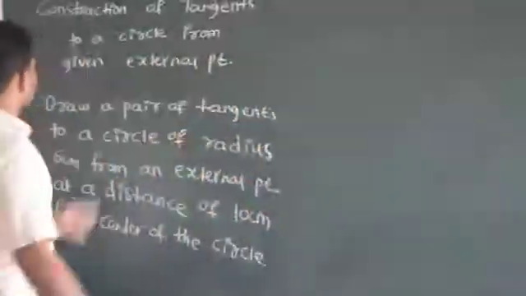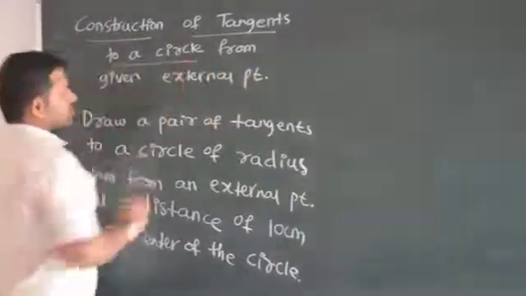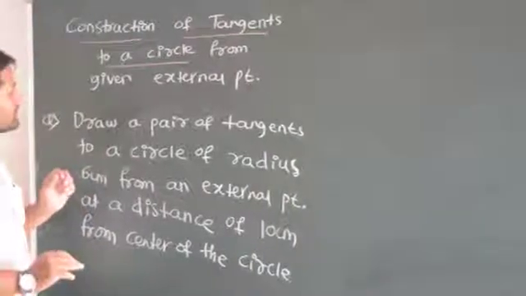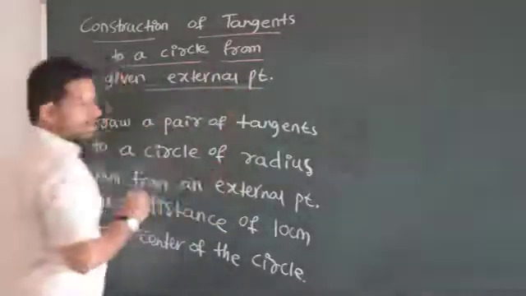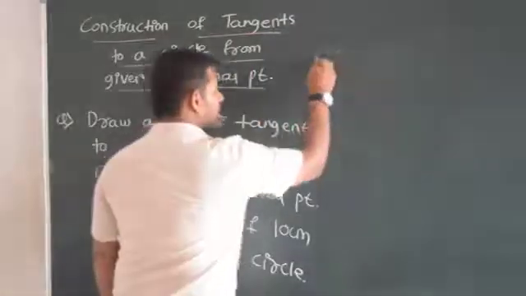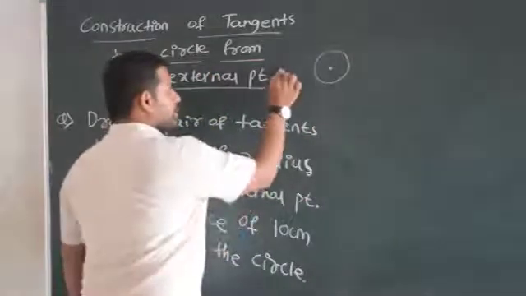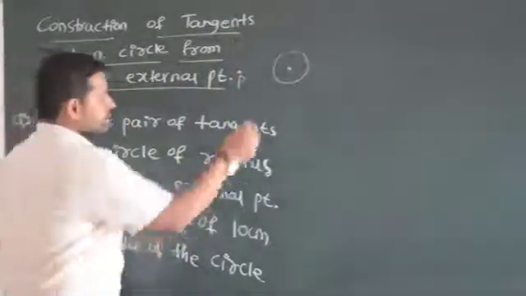Today we will see construction of tangents to a circle. You know about tangents, right? We have to construct those tangents to a circle from a given external point. There is a circle. For this circle there will be a center, right? Now an external point will be given to you. Let me name this external point as P. It can be anything. And the center is O, right?